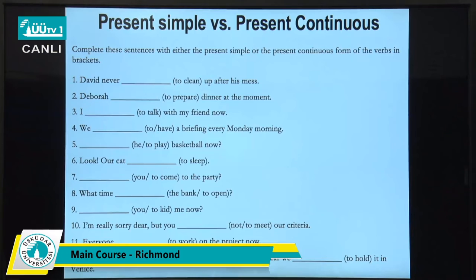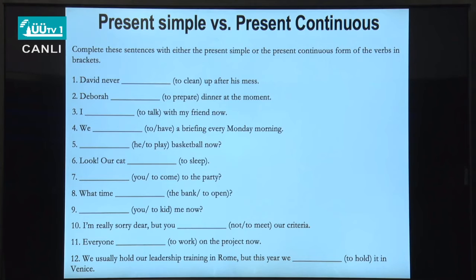Now we have some exercise here. Let's try to do it together. Let's look at the first sentence. David never. So when you see never, it means we should use present simple tense because it suggests a routine, a habit. David never cleans up after his mess. So we add s to the verb because David is a he.